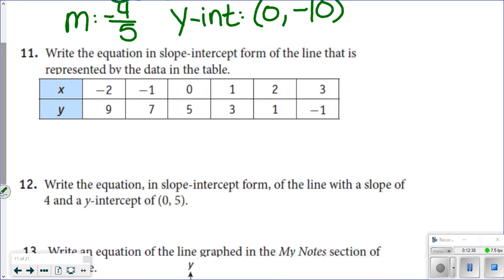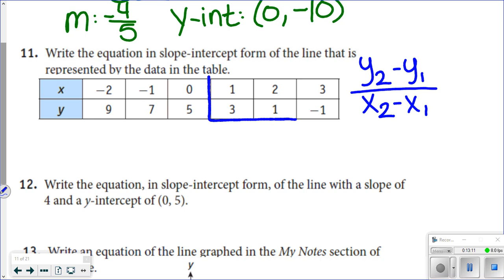Question 11, write this equation in slope-intercept form. So I need two things. I need the slope and I need the y-intercept. Well, we need to calculate the slope here. Remember our slope formula from activity 9 is y2 minus y1 over x2 minus x1. And we could use any 2 points in this table. So I'm going to use these two right here because I have all positives.